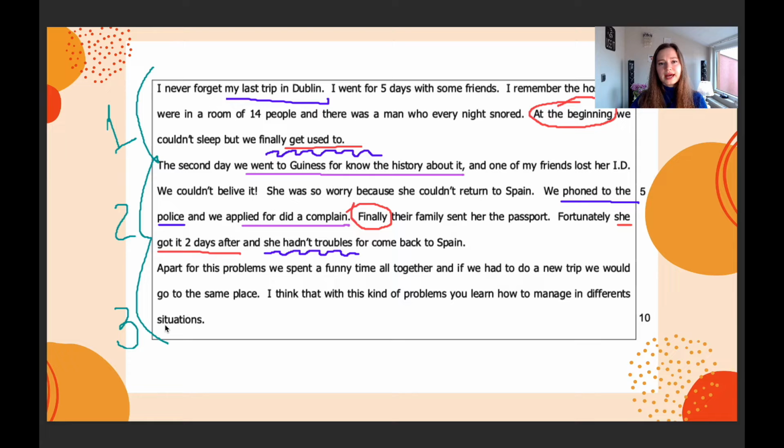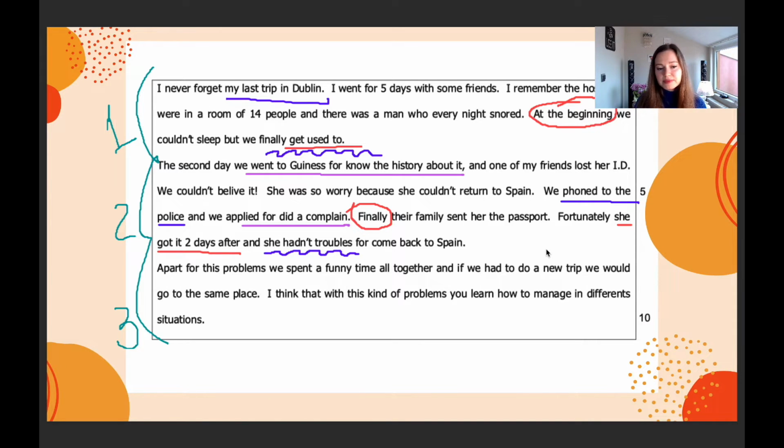So let's have a look at get. I have underlined it over here. So we have get used to. We also have another phrase, she got in 2 days after. And now let's have a look at cohesion. If we talk about it as strengths, we can notice that there are some linking devices such as at the beginning and finally. These are the ones that might be noticed easily, and as for the rest, we'll have a look a little bit further.